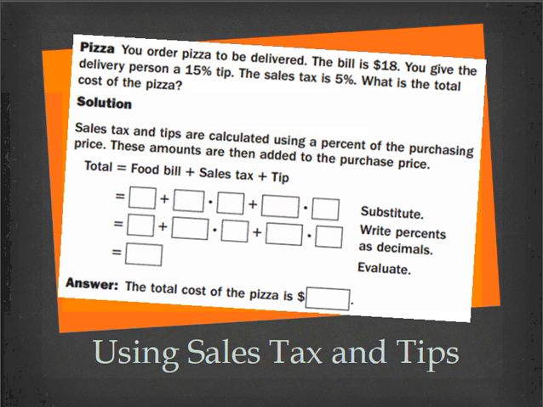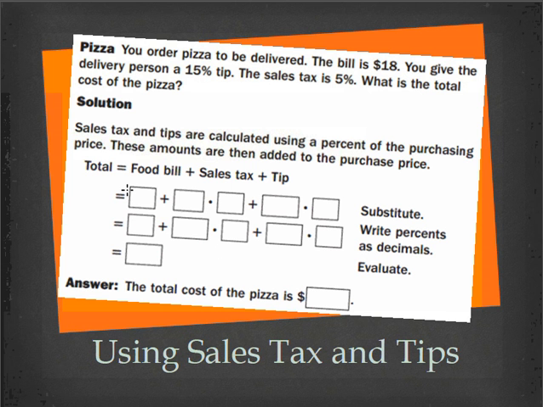So we're going to be using some sales tax and tips. If you're going to order a pizza and it's going to be delivered and the bill is $18, you give the delivery person a 15% tip. The sales tax is 5%. What is the total cost of the pizza? One thing that's important to know is the tip is not taxed. So you're going to need to find the food with the sales tax for the food and then the tip.